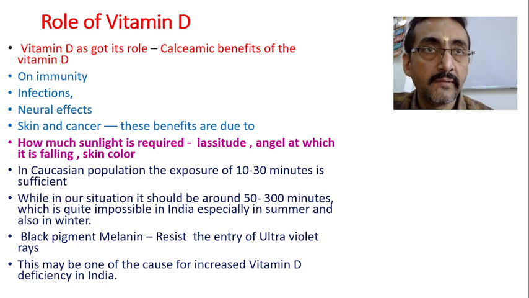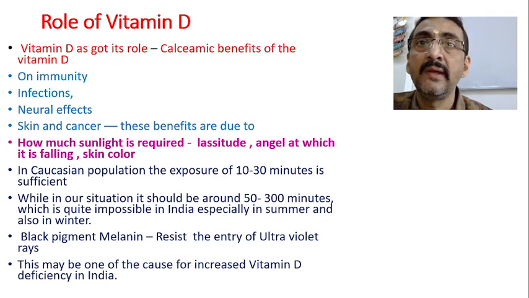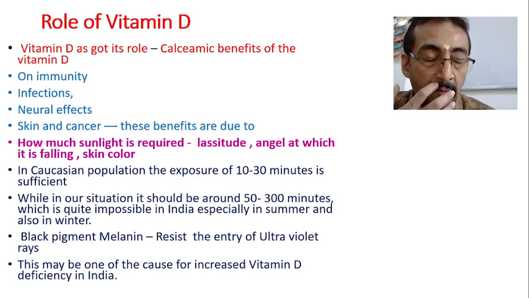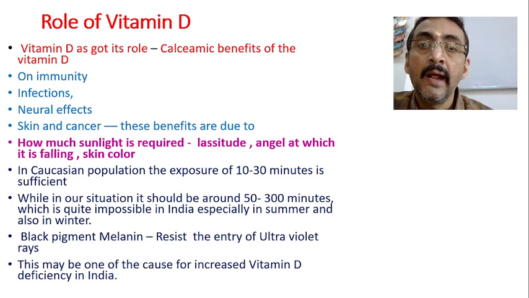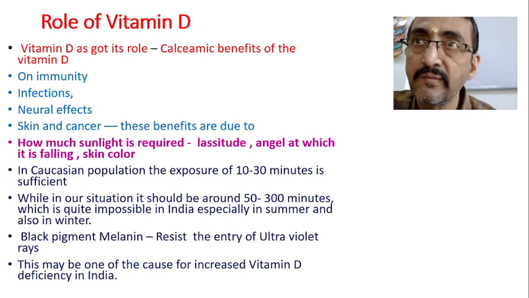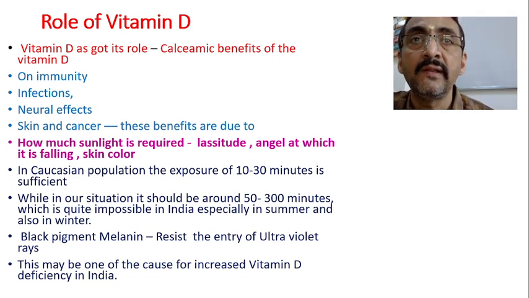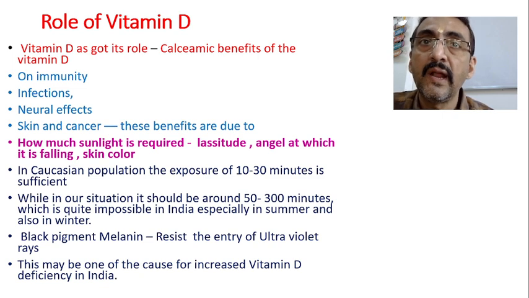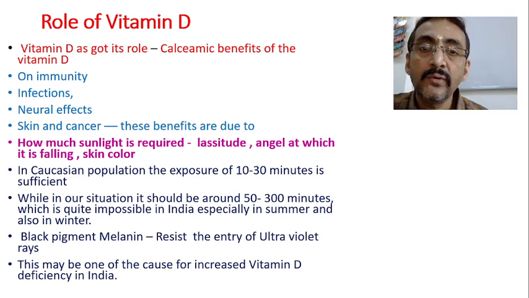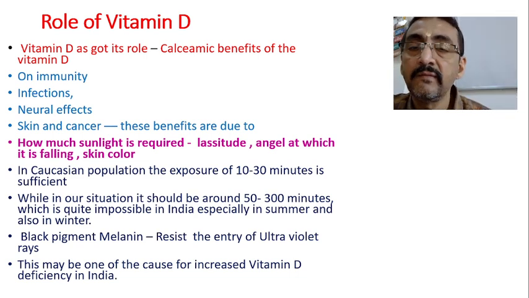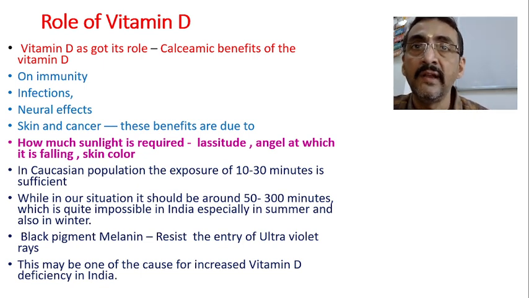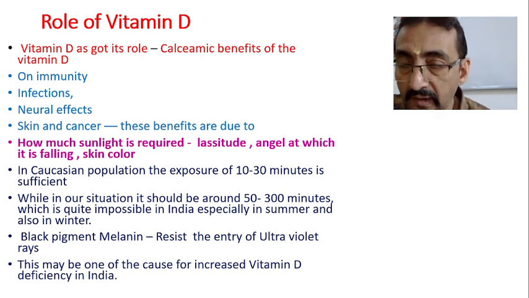We have a major population with a somewhat black complexion because of an increased amount of melanin, and it is said that 50 to 300 minutes of sunlight exposure is required, which is quite impossible even in the fair, that means those people who have less melanin pigmentation. So in total, this may be one of the causes because of which we are finding a high incidence of vitamin D deficiency in India, although this is a tropical country.